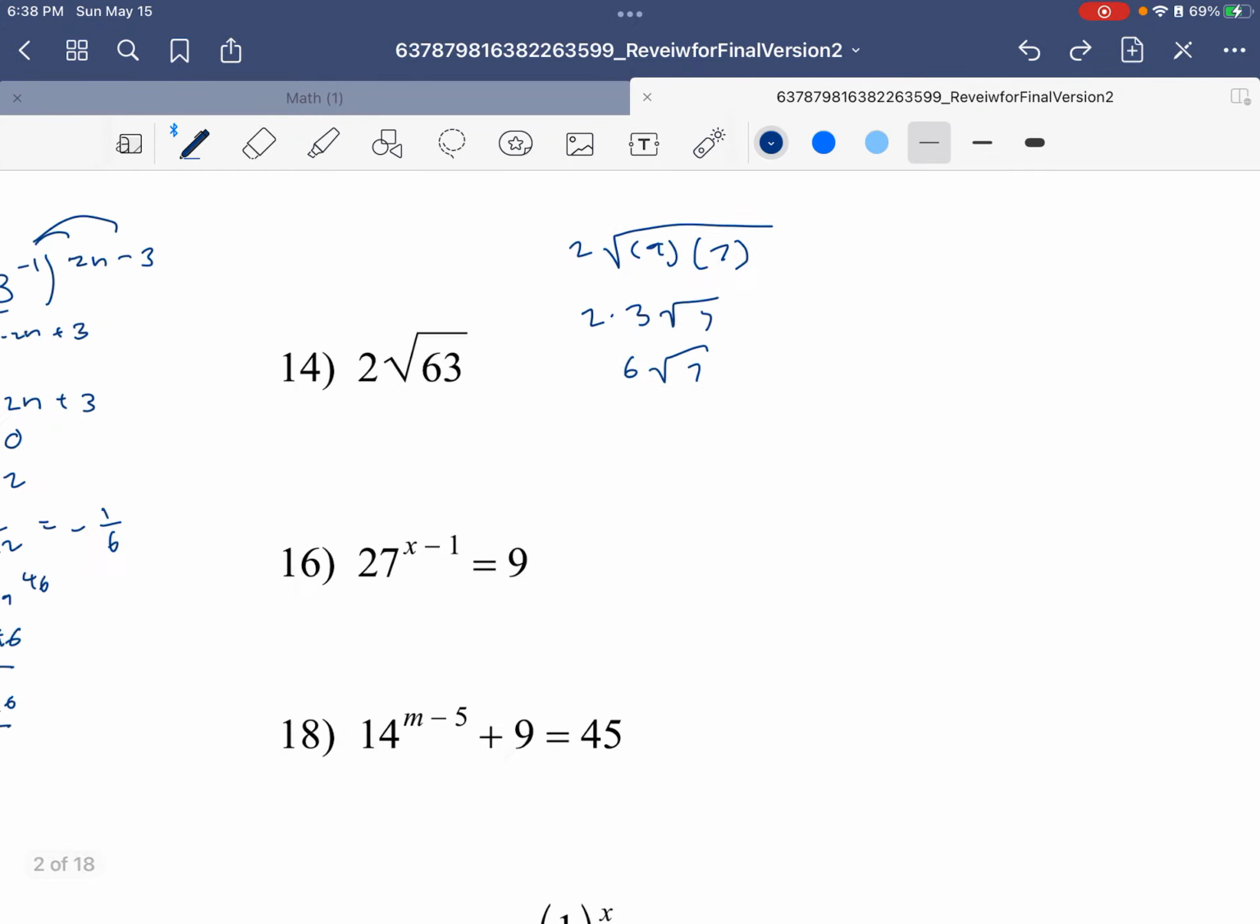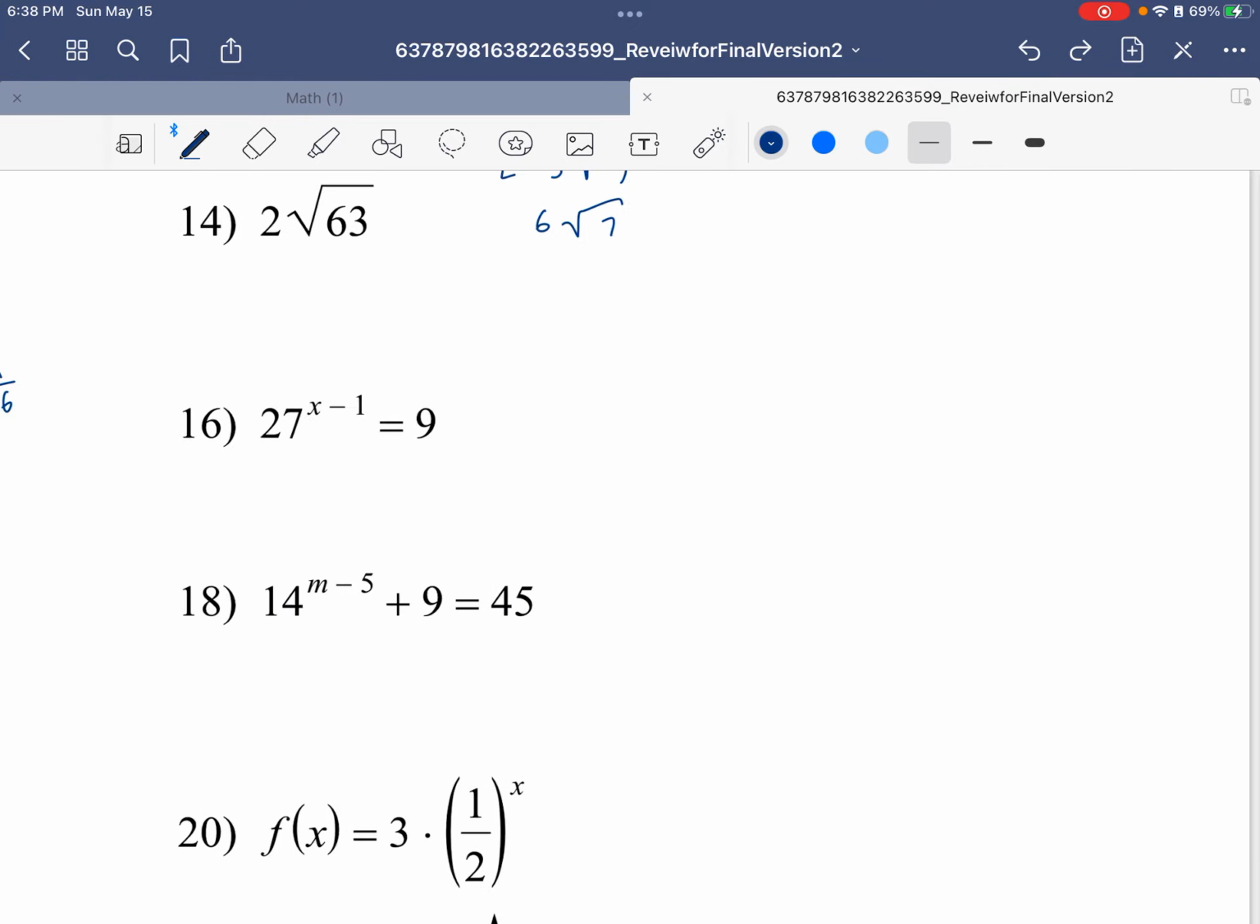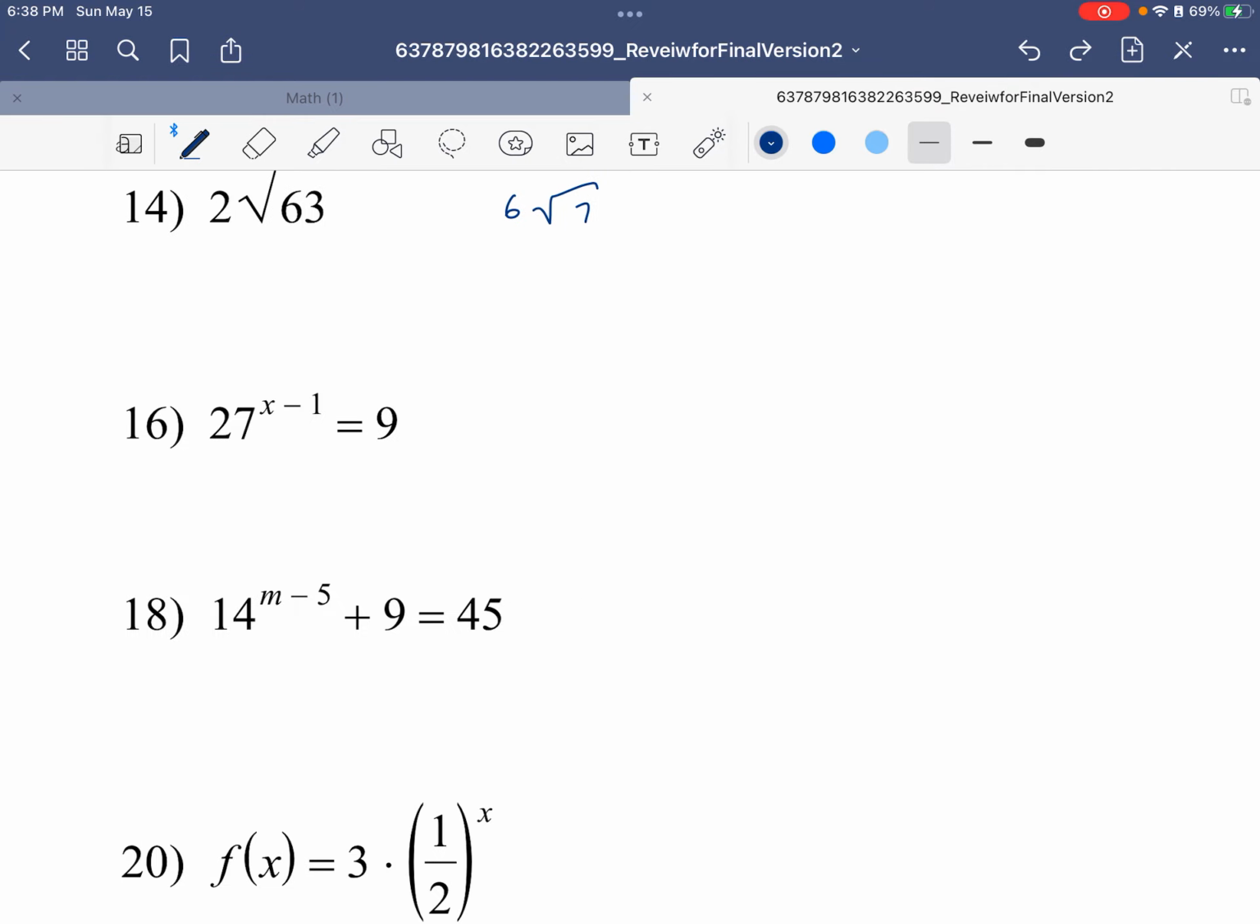For these over here, where am I? 16. Okay, so for this one, we can make the bases the same, because if you look at both of your sides, do they have a common factor? In this case, yes, 3, because you can raise 3 to the power of 3 to get 27.